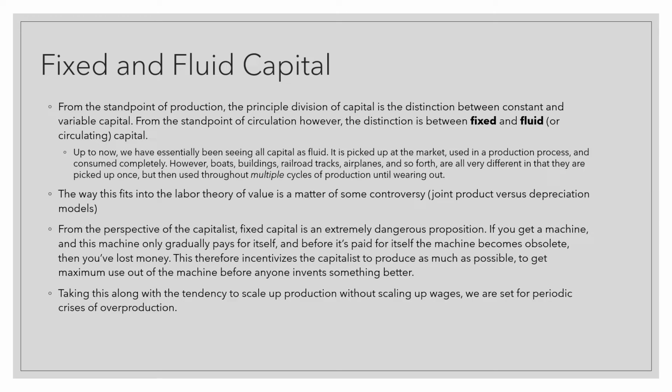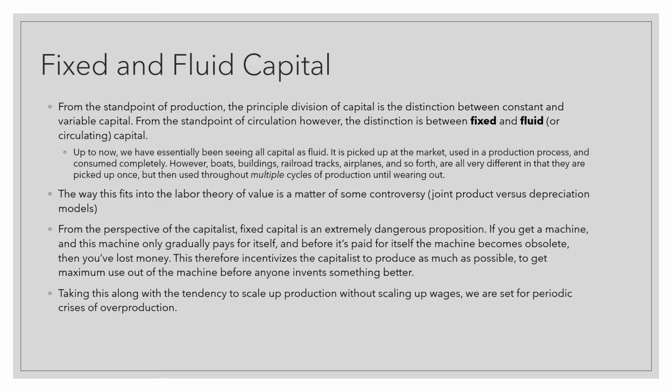Marx proposes a depreciation model where basically some of the value from the fixed capital goes into every product that's created during a cycle of production until finally it's all used up. So if you have a machine that's good for 500 production cycles, then 1/500th of the value of the machine goes into the final product 500 times. That's what Marx proposes.